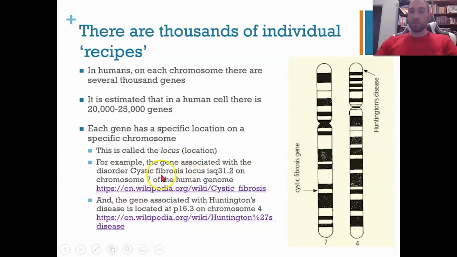So we can talk about cystic fibrosis, that's found on chromosome 7. So here we have a picture of chromosome 7. We can say this gene here is found here on the chromosome, and that's where you find your cystic fibrosis gene. Huntington's disease, which is a degenerative neurological disorder, is found on chromosome 4. So here's chromosome 4, and we know exactly where it is, and the way we figure it out is kind of complicated. So genes have specific locations on chromosomes.